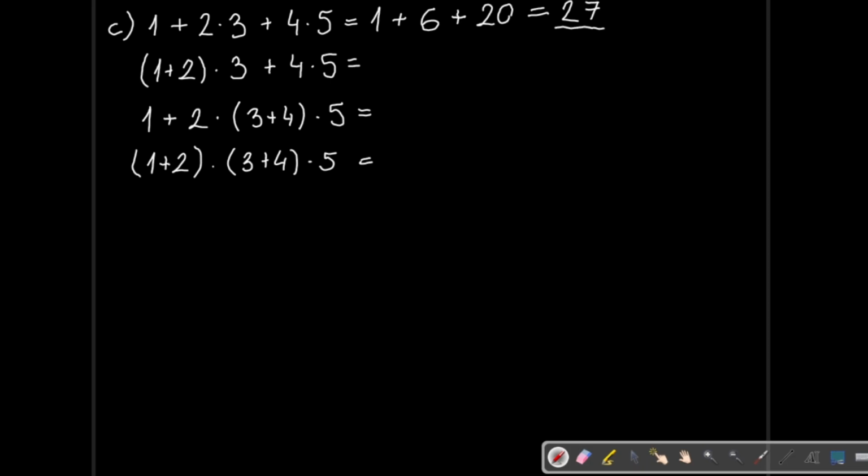Alright, second case, we do the brackets first. We get 3 times 3 plus 4 times 5. Now this is made up of 2 parts. We can do these 2 parts. Now, since we are multiplying, we need to do the multiplication first. We get 9 plus 20, and that gives us 29.